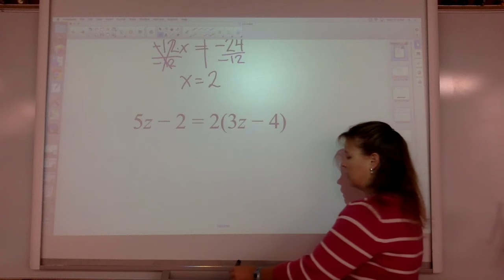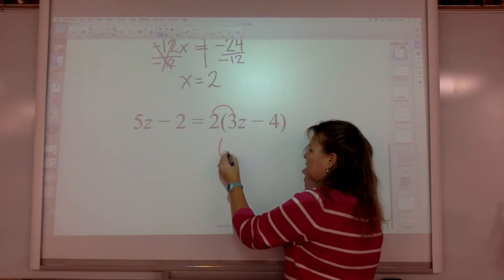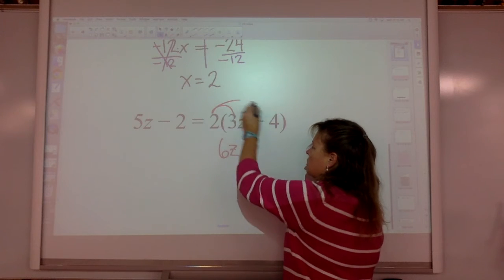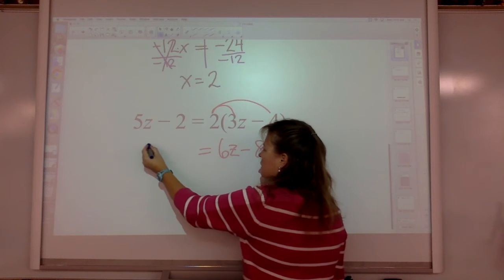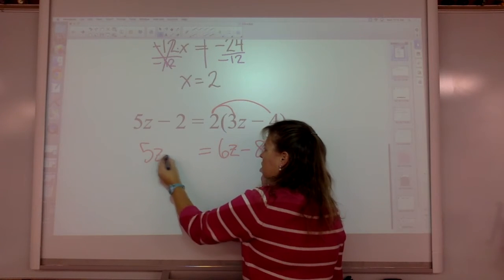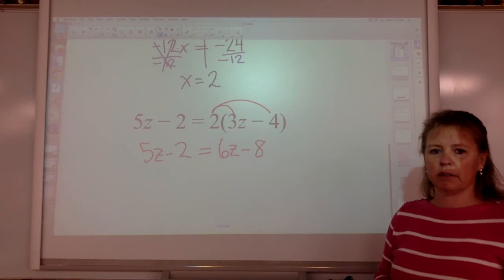And in this case, our distributive property is a 2, and it's positive. 2 times 3z is 6z. 2 times negative 4 is negative 8. This side just drops down right next to the equal sign. Everything stays lined up perfectly.